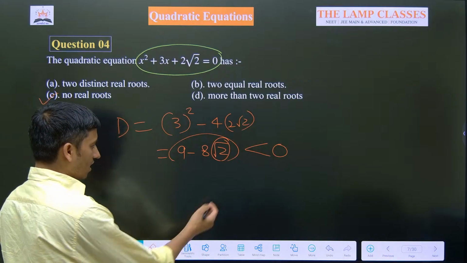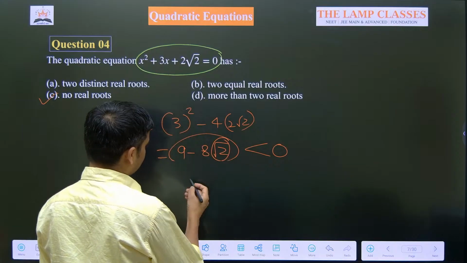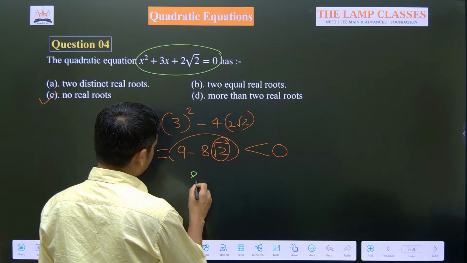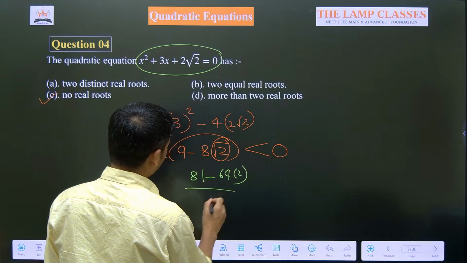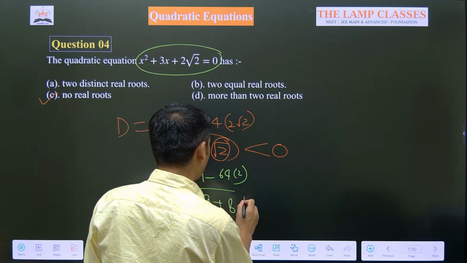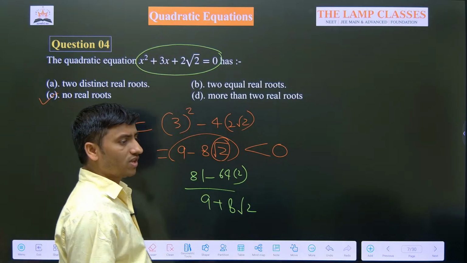In fact, another way to check, if you don't want to put the value of root 2, you can rationalize this. If I rationalize it, it becomes 81 minus 64 into 2 upon 9 plus 8 root 2. Now you can clearly see it is negative. So there are a lot of ways to confirm.